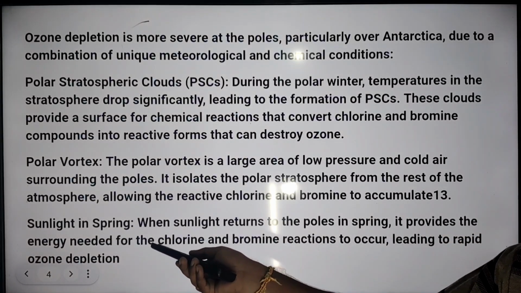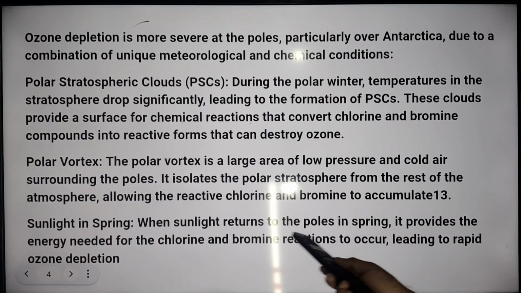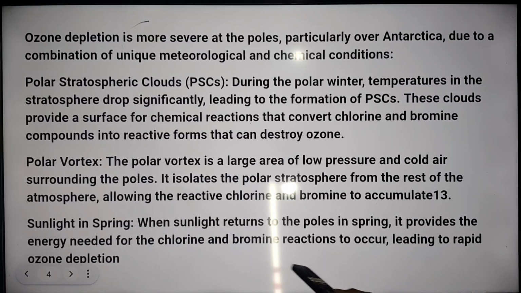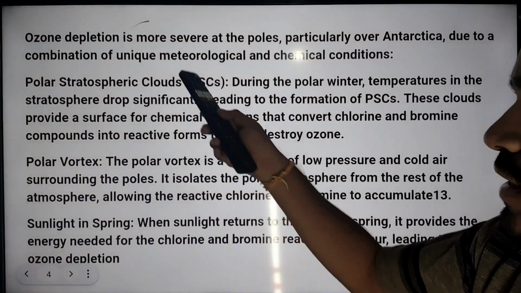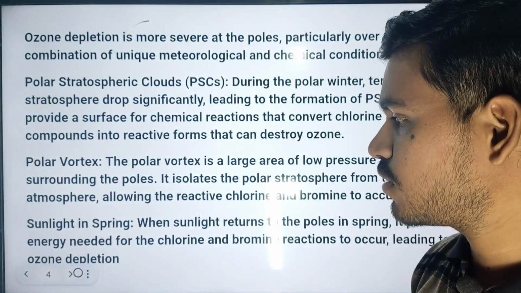Third reason is sunlight in the spring. When sunlight returns to the poles in spring, it provides the energy needed for the chlorine and bromine reactions to occur, leading to rapid ozone depletion. So all this causes ozone depletion at polar regions. Next question.